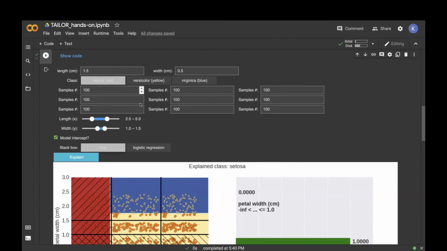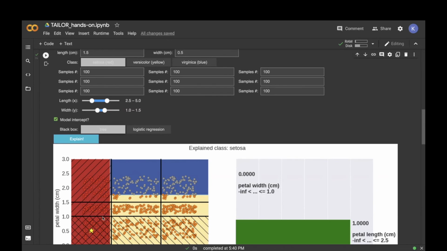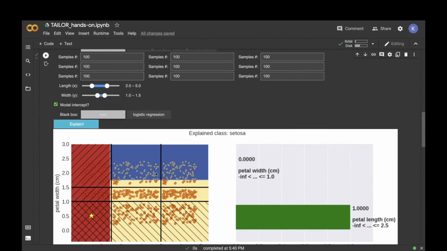Next is the explained class. So you can explain this star instance as either the red class, so Setosa, versicolor, yellow, or virginica, blue.